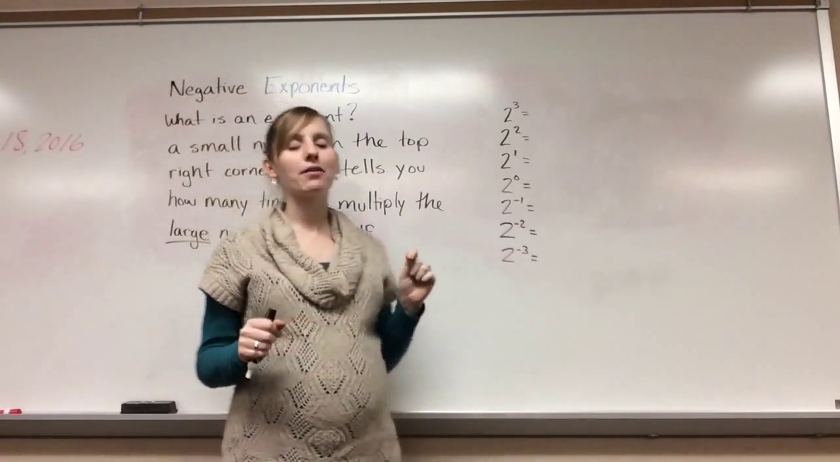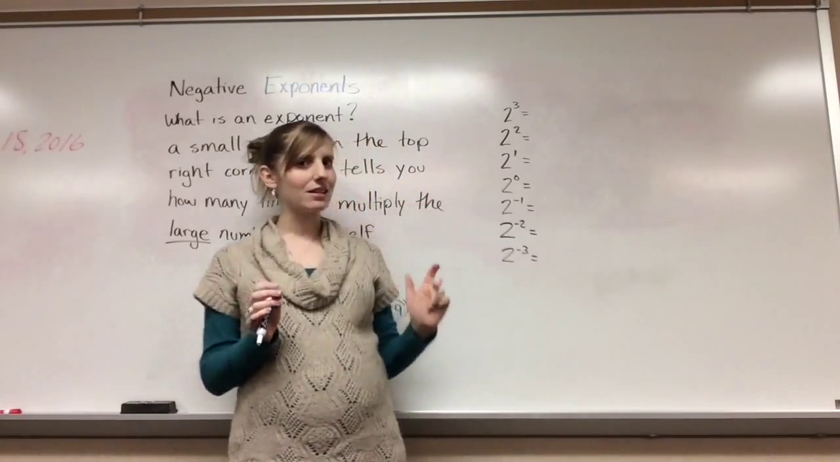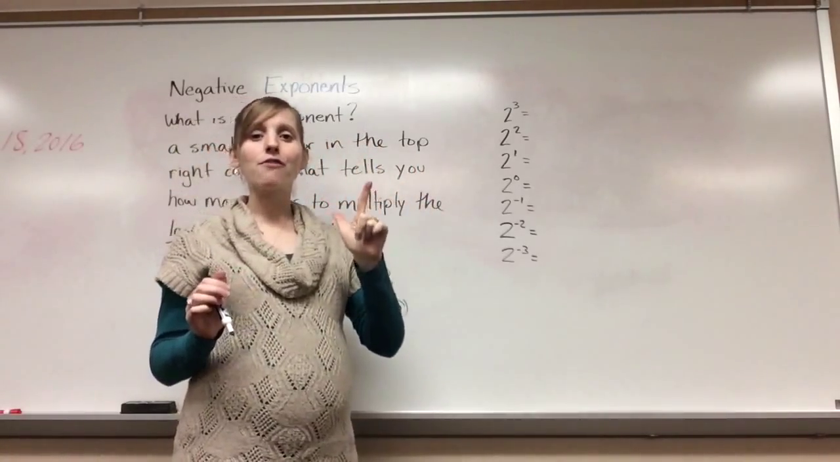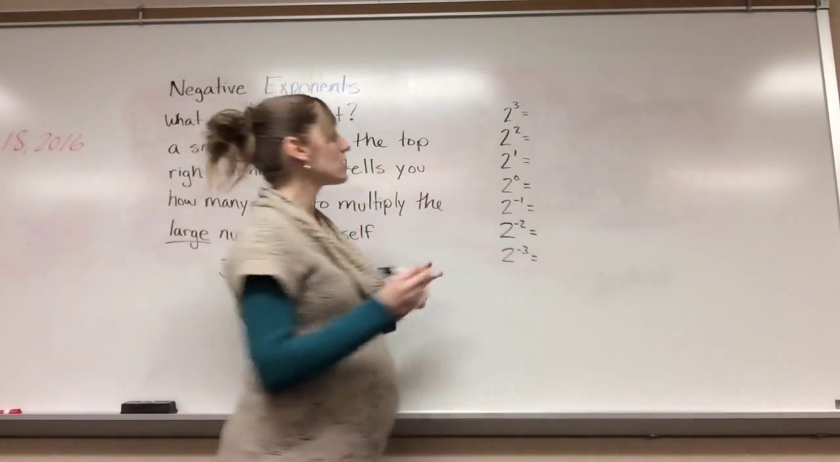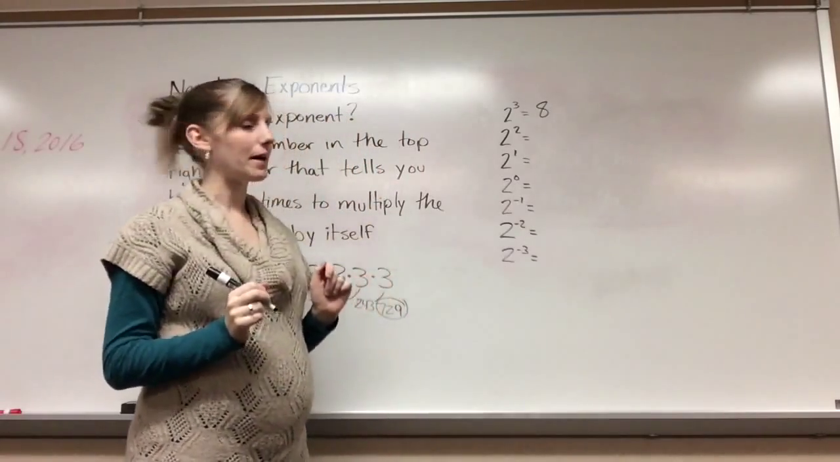Okay, 2 to the 3rd power, remember that means 2 times 2 times 2. So it's not 6. 2 times 2 is 4. 4 times 2 is 8. So 2 to the 3rd power is 8.